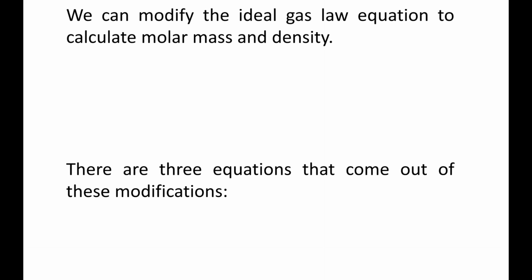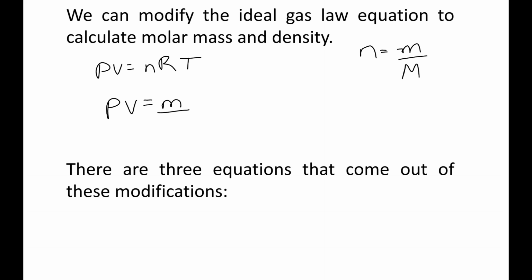We can modify the ideal gas law equation to calculate molar mass and density. So PV equals nRT. Now, if you remember, when we keep dealing with moles and mass, in order to go from one to the other, you're either multiplying or dividing by molar mass. If you have mass and you want moles, you divide by molar mass. So we can write that as n, the number of moles, is mass divided by molar mass. So it's a little m divided by a big M. So we're going to put that into our equation: little m over big M, RT.